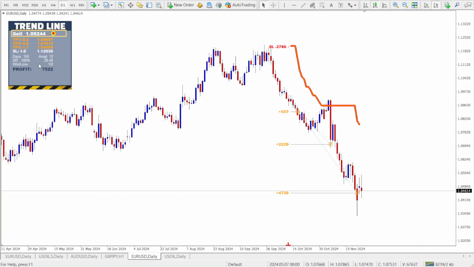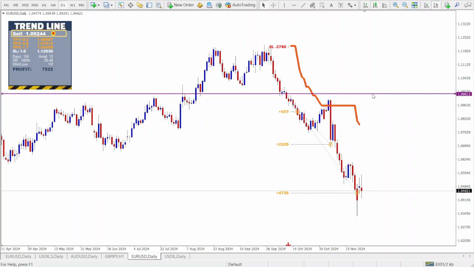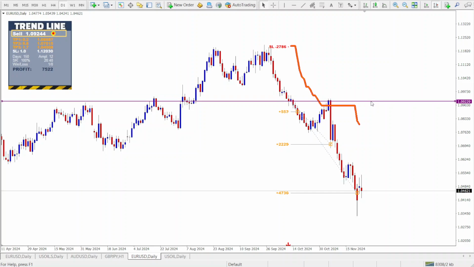But mind you, the sell signal was for 1.09244. So whenever you are using this indicator, make sure you pay attention to the price where the sell signal was given. So we had a sell signal somewhere around here, and this is the potential stop loss level.